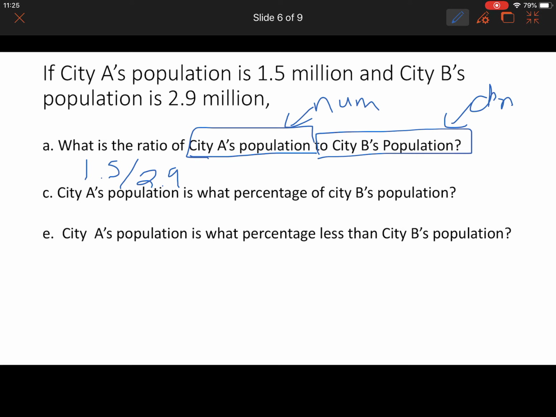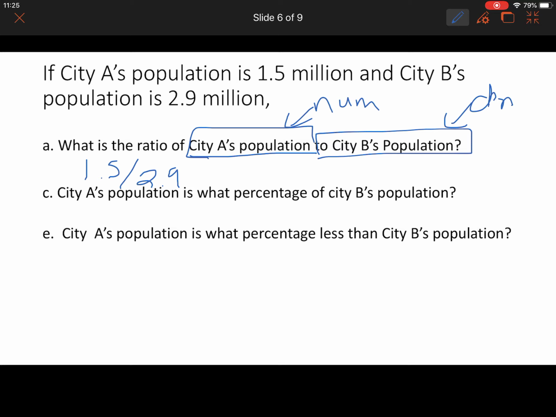Identifying, just for good numerical value, that's about half, right? 1.5 is a half of 3, so it's a little less than 3 in the bottom, but pretty close to half, which is a good thing for us to see as we go on to do the next question.